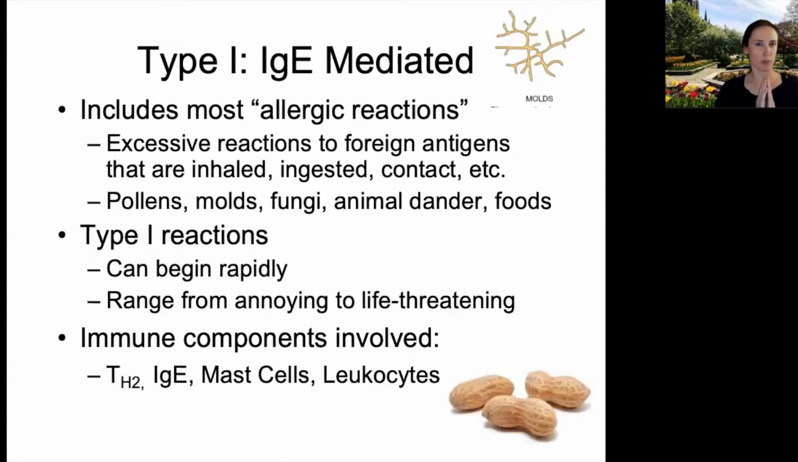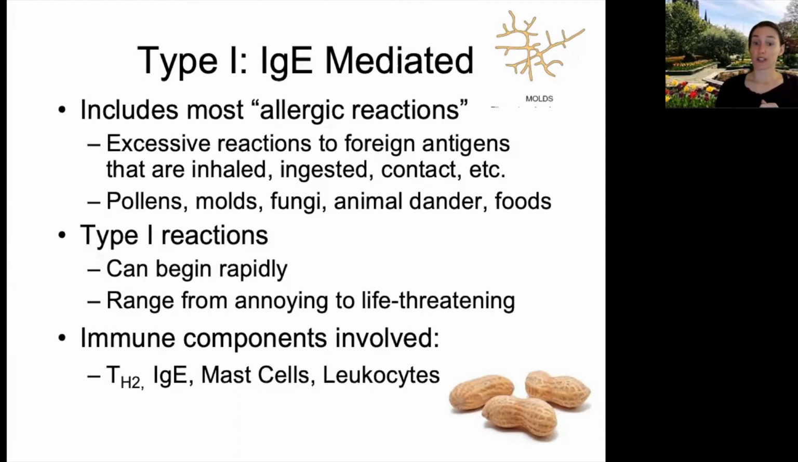So let's look more in depth at type 1, or IgE allergy mediated. This includes most allergic reactions people have, and it's an excessive reaction to foreign antigens that are inhaled, ingested, or even just touched. This could include pollens, mold, fungi, animal dander, food. Type 1 reactions can begin rapidly. They can range from just annoying to life-threatening anaphylaxis.